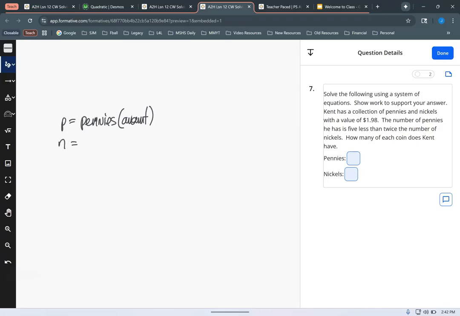I might ask you to define your variables, like if I do as a question, but if not, I still would recommend you do it because it'll help you keep track of things. So just train yourself to do it and you're good. All right, so here we go. We got the number of pennies, the number of nickels.